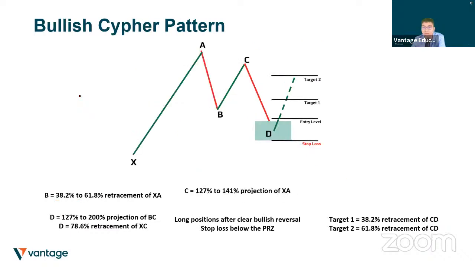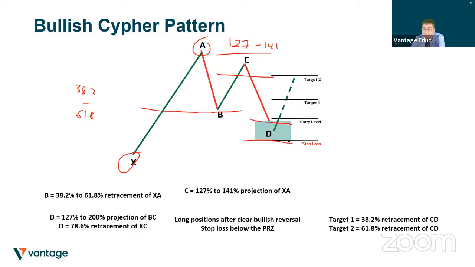Okay, let's continue. Next we have the bullish cipher pattern. The cipher pattern has a high frequency of appearance on charts. High frequency does not mean the most accurate. That's why I keep emphasizing you guys to use the bat. So B is 38.2% to 61.8% retracement of XA. C is at 127% to 141% projection of XA. And D, we end it at 127% to 200% of the cipher pattern. So just focus on the bat. Right now, these are the very, very complicated ones. We'll not recommend them for now while we are backtesting.